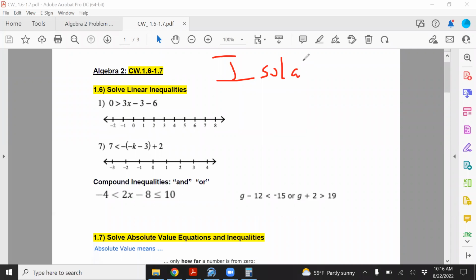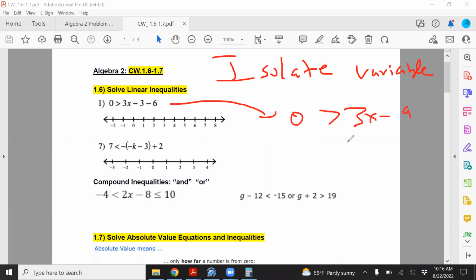So again, for 1.6, really just want to isolate the variable. That's all you're trying to do here. So yeah, I would actually combine like terms, and then move the 9 over, and then divide by 3. So really simple, right? Combine like terms, and then get x by itself. X is on the right side, so let's get all the junk to the other side.